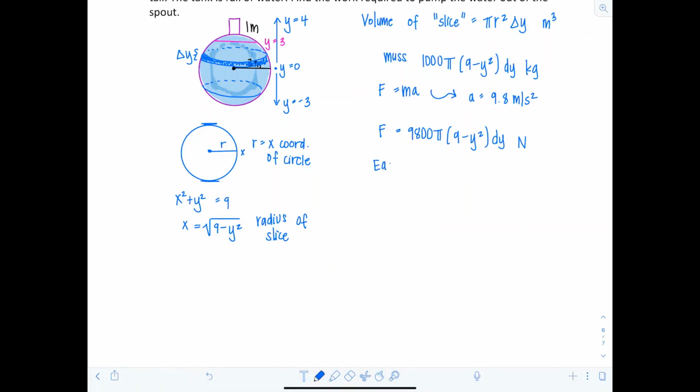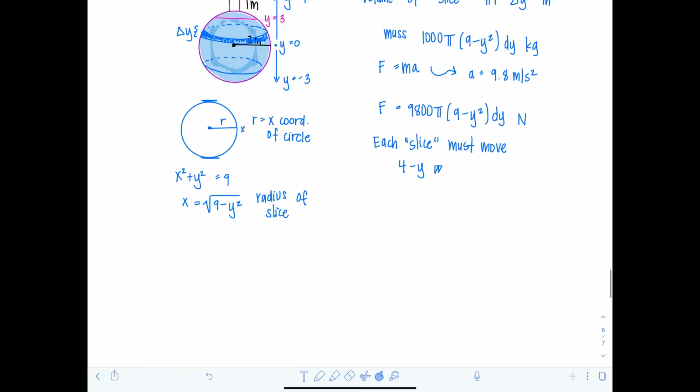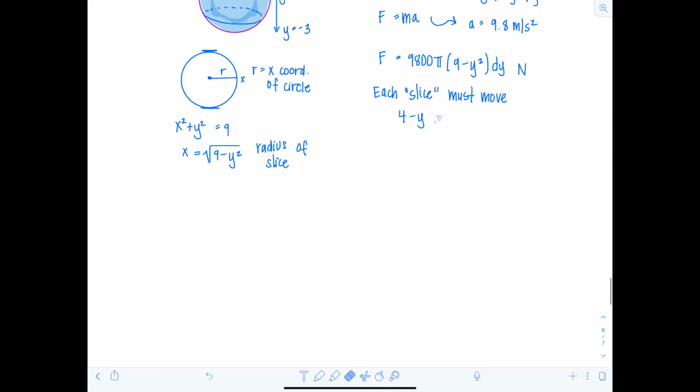So each slice must move 4 minus y meters. Okay, so we're going to include that in our integral. So we have here, the work is going to equal 9,800 pi. Let's just take that out of the integral.